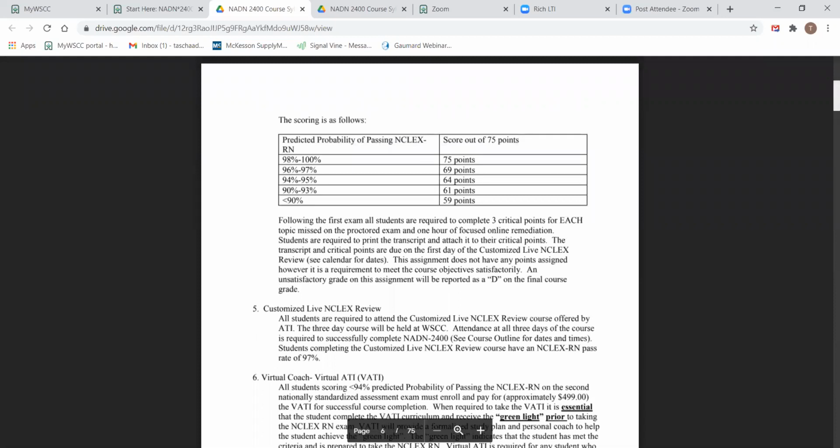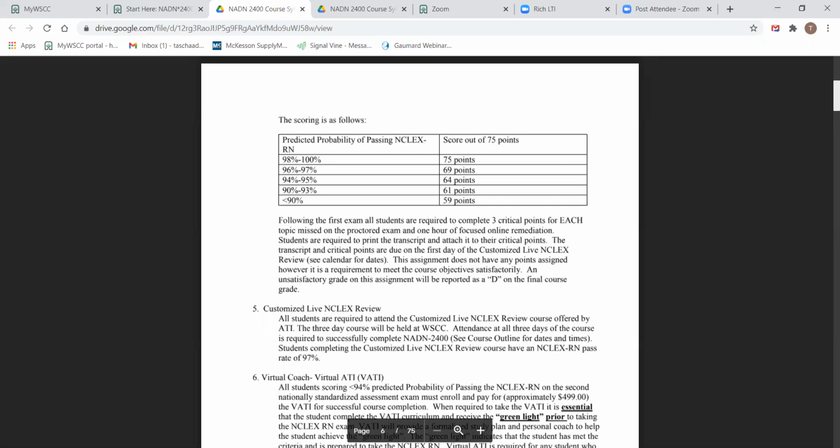If you look at how the points are scored, it's based on percentage. So 98 to 100%, you're going to receive 75 points. I feel if you get into that range, you should get all of the points. Then it deducts as your probability for passing boards goes down, so do the points that you get for the course. Again, remember, this is for an average between the 2 exams.